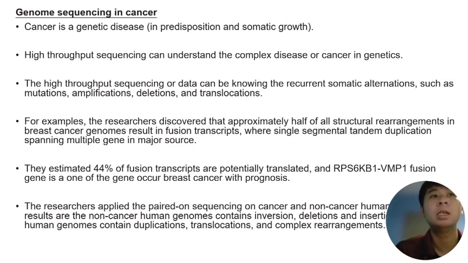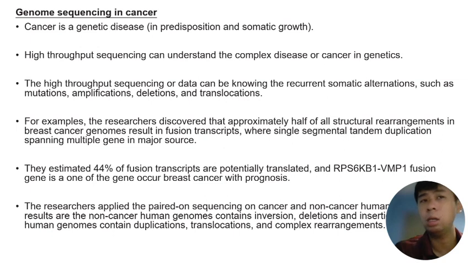The researchers found that not only BRCA1 or 2 are involved in breast cancer; they found another gene fusion, RPS6KB1 and VMP1. They can also be associated with breast cancer prognosis.